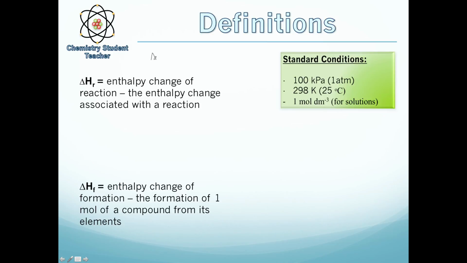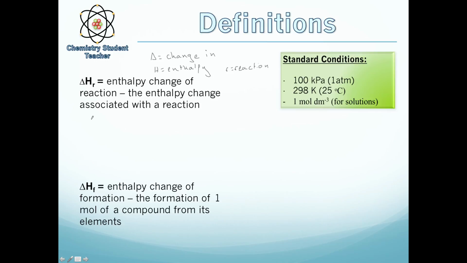H r, which delta is the mathematical term for change in, so the change in enthalpy, H is enthalpy, now little r stands for reaction. And if you look at the one below, you've got a little f, which stands for formation, and you'll see a couple of others later. So delta stands for change in, H enthalpy, and the little subscript there will indicate which one it is, such as reaction, formation, combustion, etc. So enthalpy change of reaction is the enthalpy change associated with a reaction.